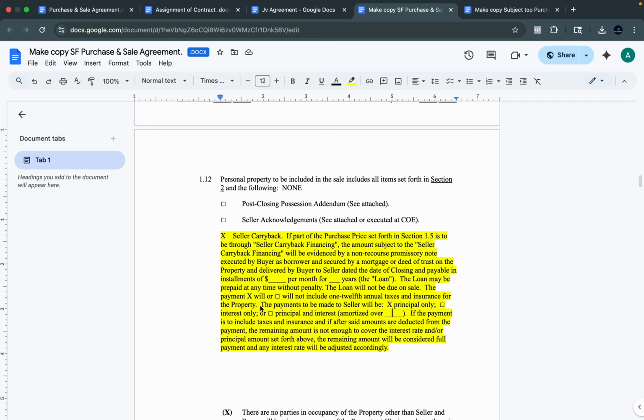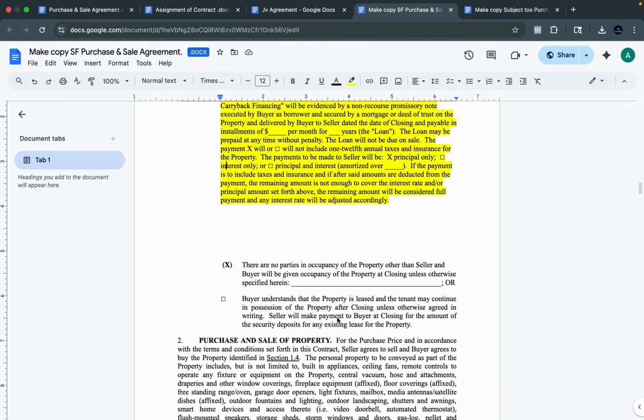And then again here, this will clarify whether you're paying principal only, interest only, or both principal and interest. If you're doing principal only, as you already see, this box is already X'd. If you're doing interest only, then you'll X this box, and then vice versa. If you're doing principal and interest, you'll X this box.